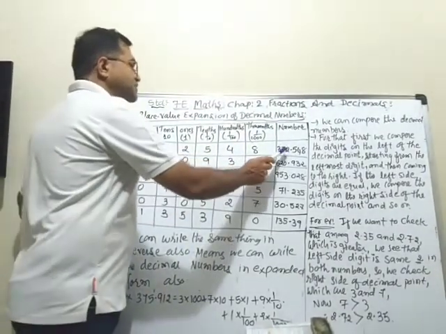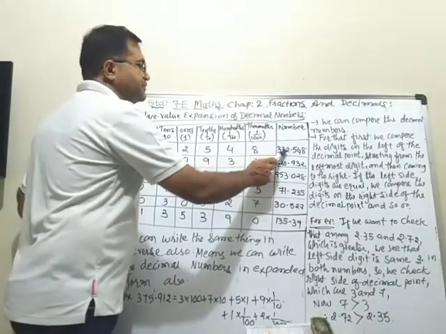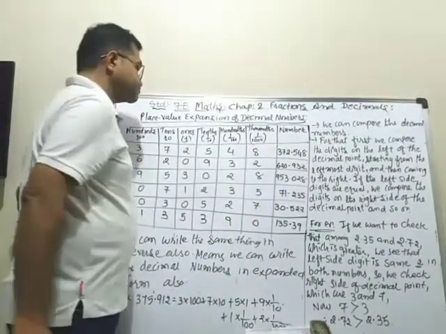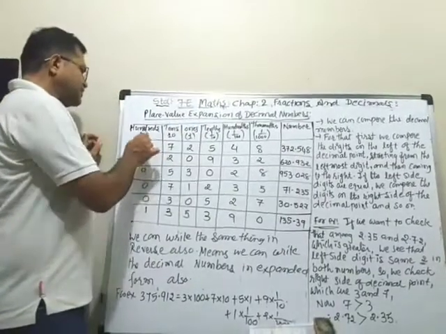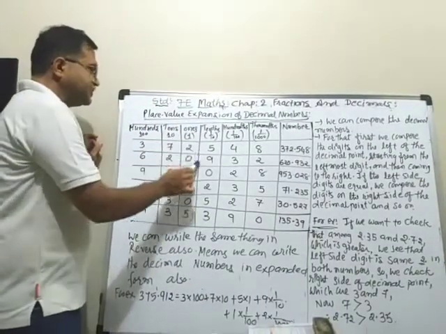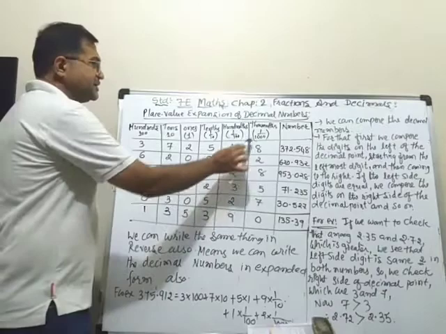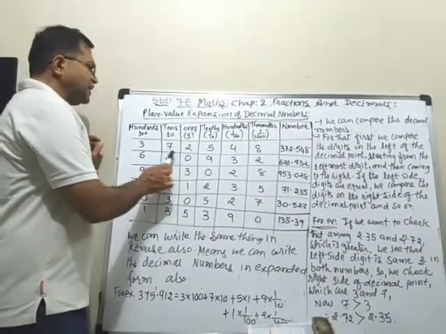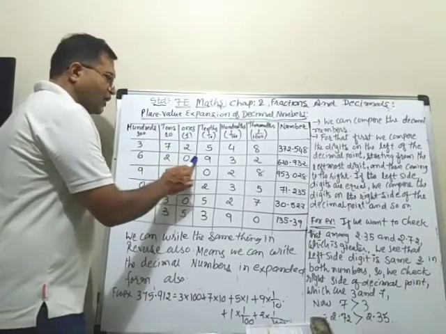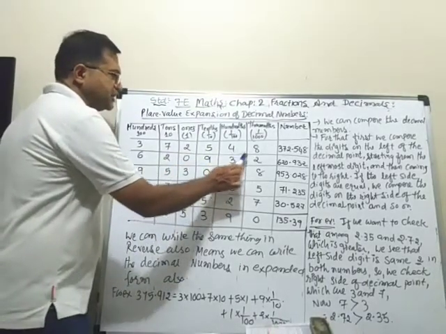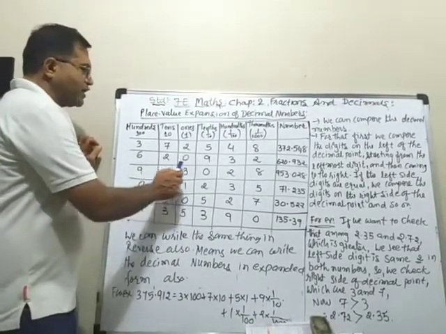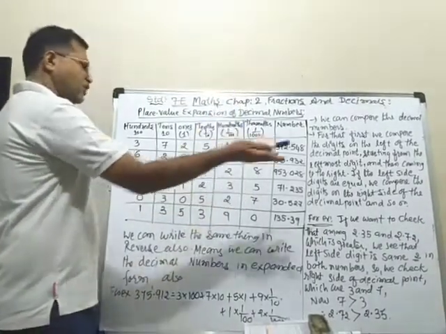So the number is 372.548. Similarly, if there is 6 here, 2, 0, 9, 3 and 2, then that number can be written as 620.932. Then if it is 953028, also same, 953.028.